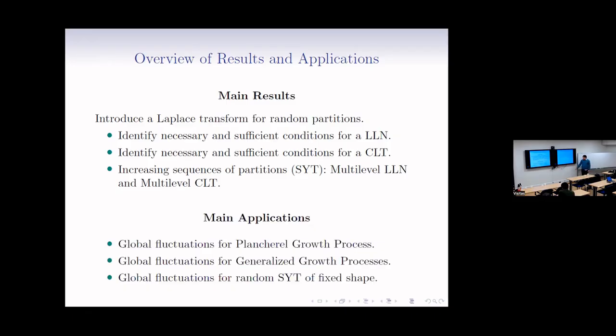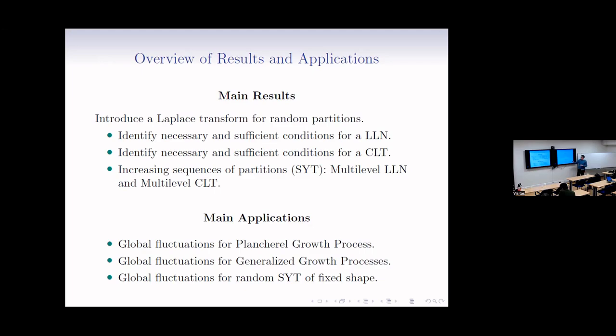Three applications of interest: we are able to describe the fluctuation for the Plancherel growth process, which I'm going to define in the next slide, which is a generalization of the Plancherel distribution. Then you have a fluctuation for a generalized growth process. This means some kind of deformation of the Plancherel growth process, but I'm not going to talk about this result today. And then you have Gaussian fluctuation for random standard Young tableaux of fixed shape, which we're going to do just at the end.